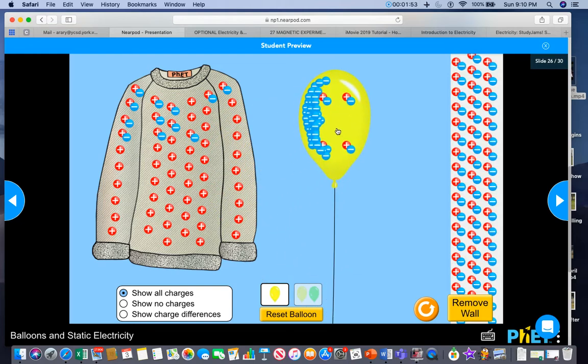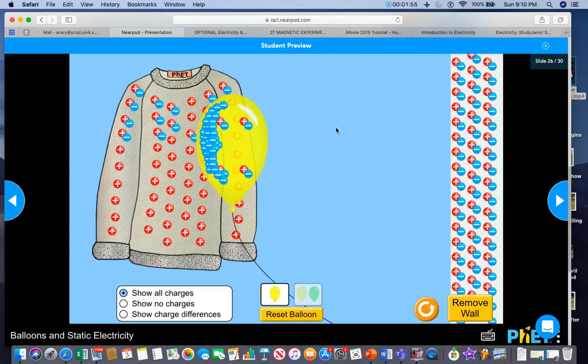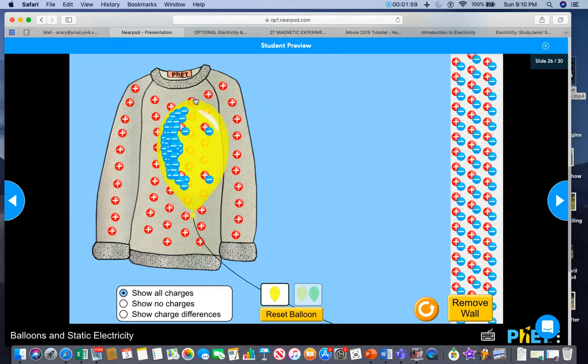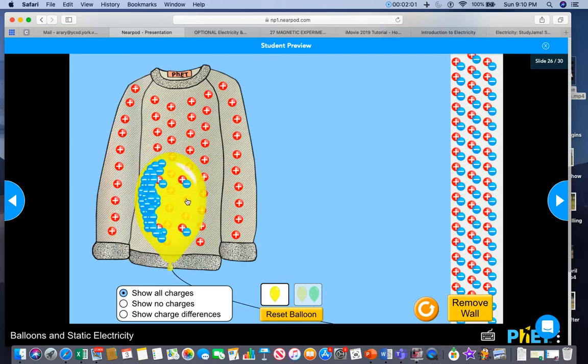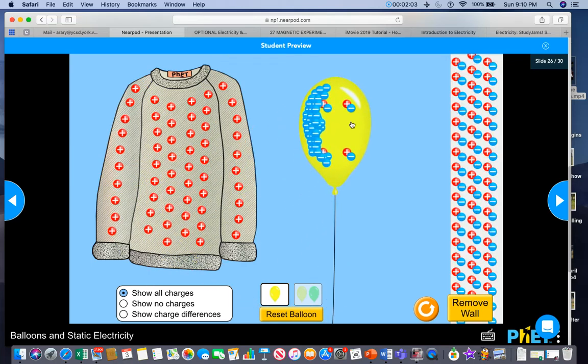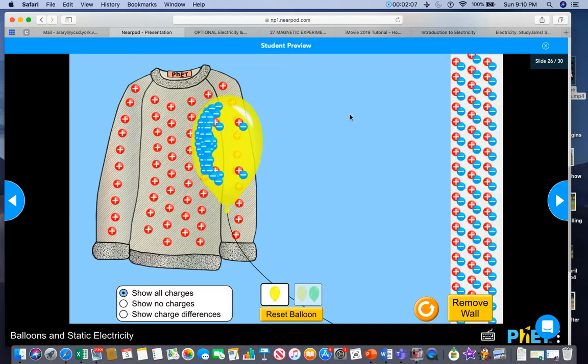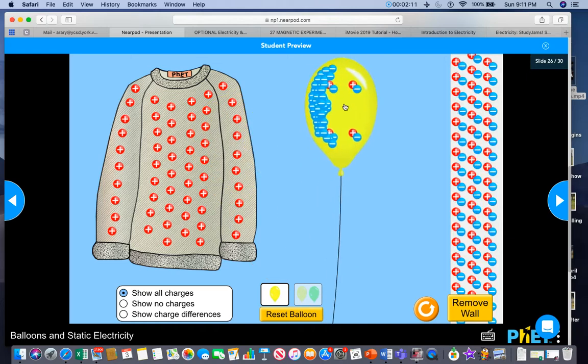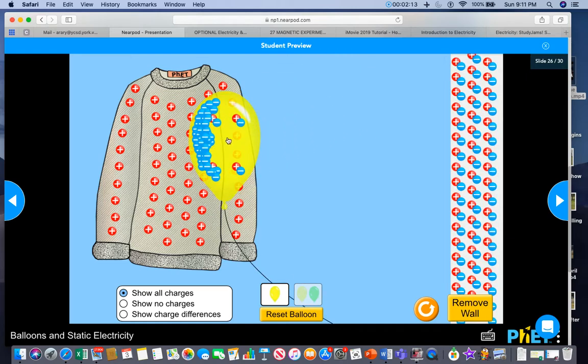I'll show you again. I'll hold it straight up and down, let go. It's attracted. Now it looks like there's still a few more electrons I can pick up. Now I've got pretty much all of them. Watch what happens now. I'm going to let it go and it should move faster. So it's even more strongly attracted. The balloon was really strongly attracted. The instant I let it go, it's attracted to the sweater.